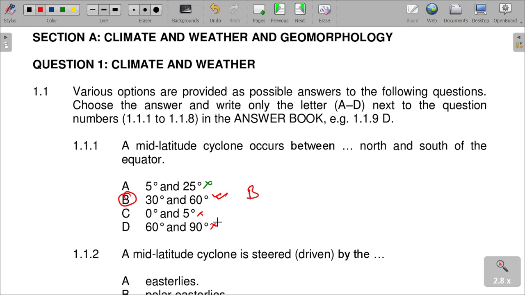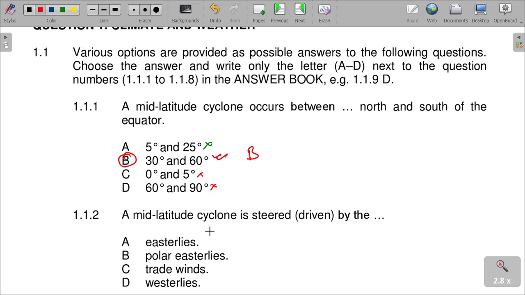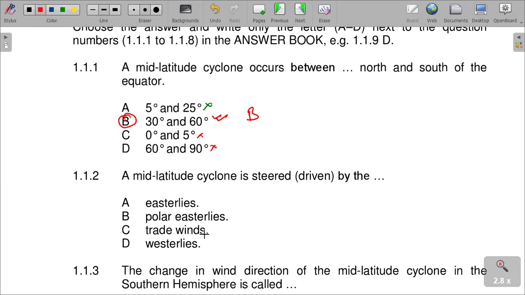Question number two: a mid-latitude cyclone is steered, or driven, by what? It is driven by westerlies. If you check in our revision notes, we noted together that a mid-latitude cyclone is driven by westerlies, which is letter D on question number two.